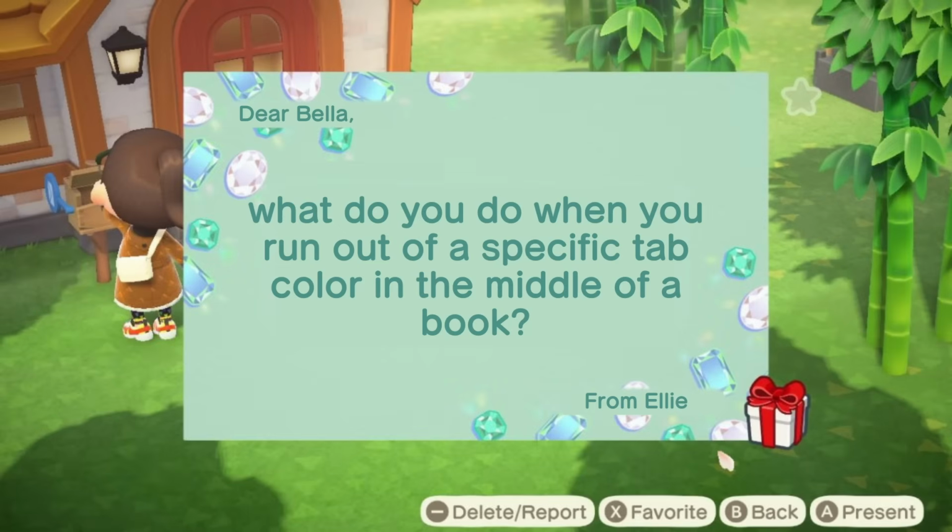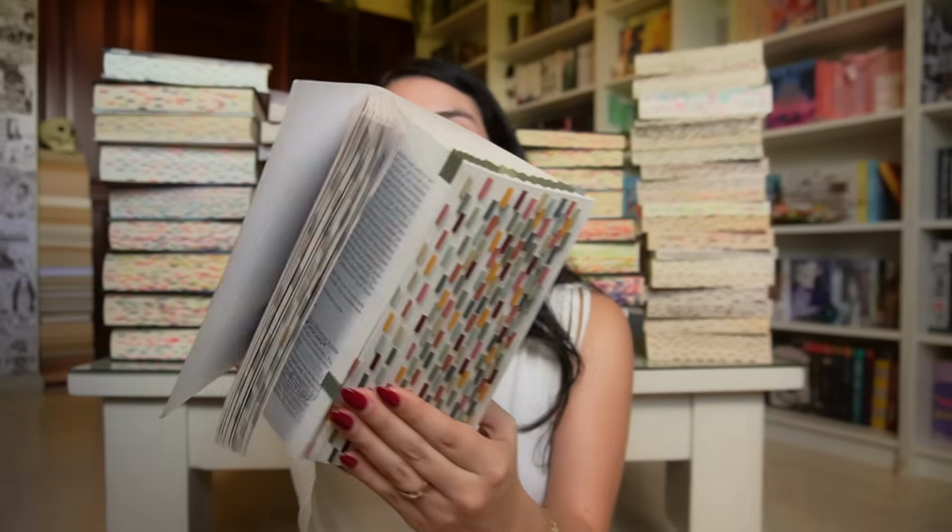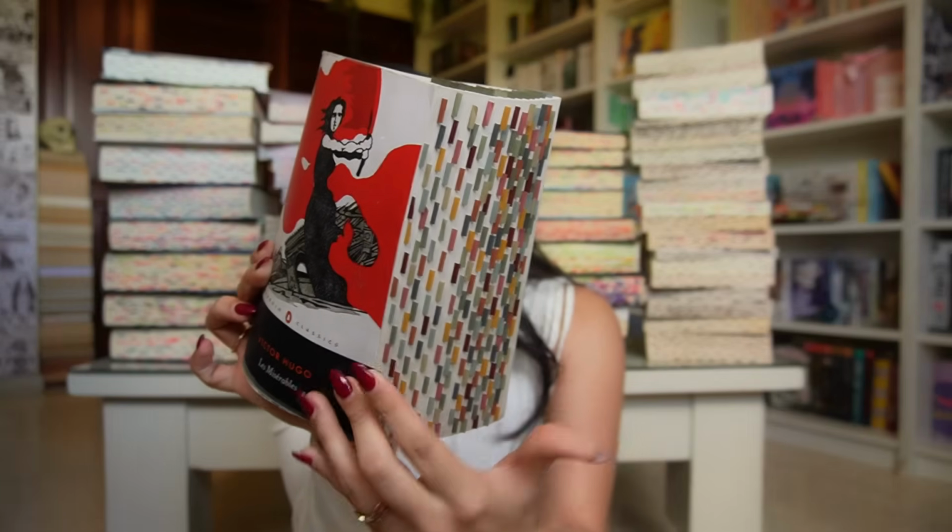What do you do when you run out of a specific tab color in the middle of a book? I get another pack. That's literally all I do. That's why I always have backup tabs. Like, I always have to have at least 2 or 3 because these babies, they run out so fast. I think I went through 2 of these when I was reading Les Mis, just because of the sheer quantity of tabs that I was using. Like, I will never let a lack of tabs stop me from being my best self.